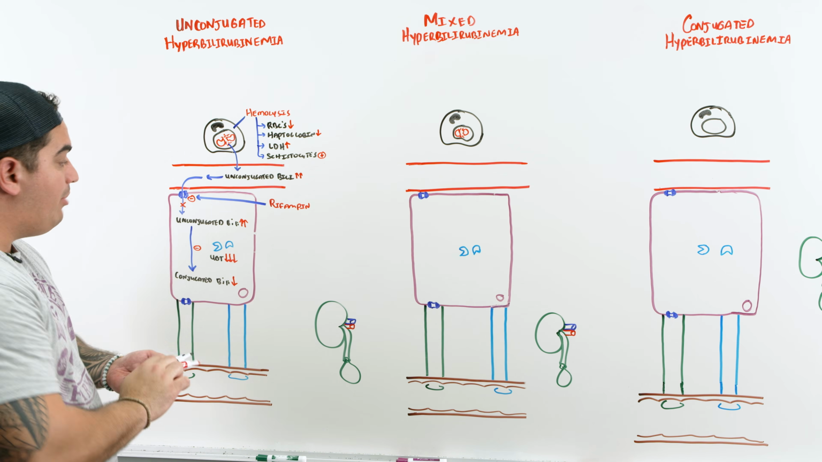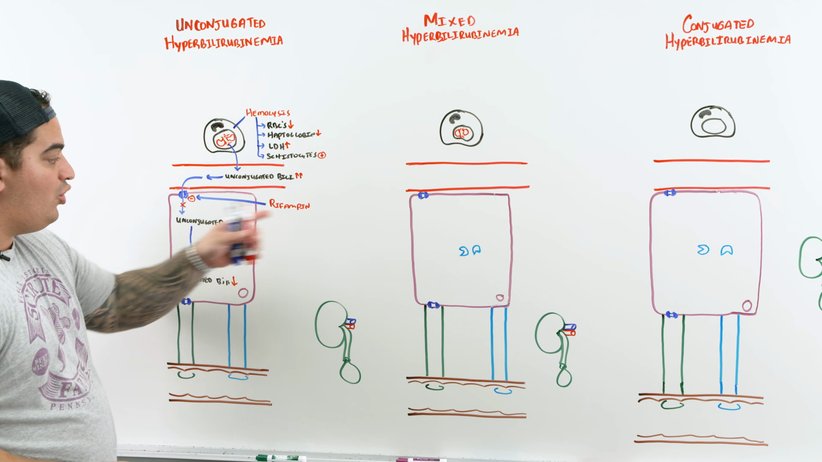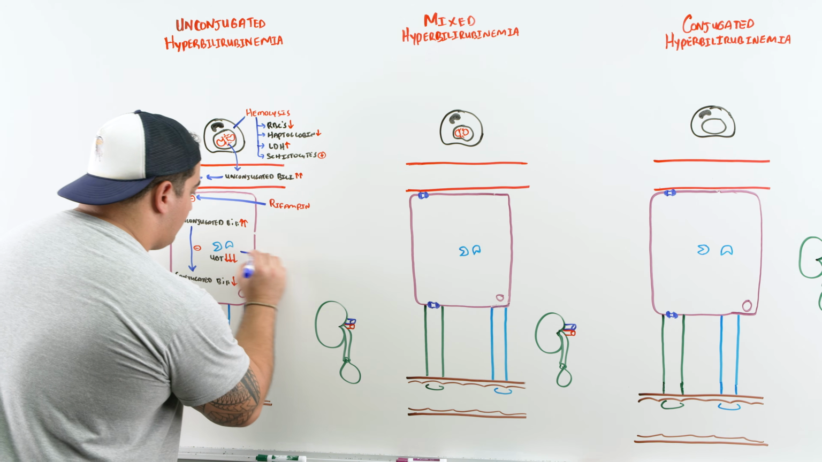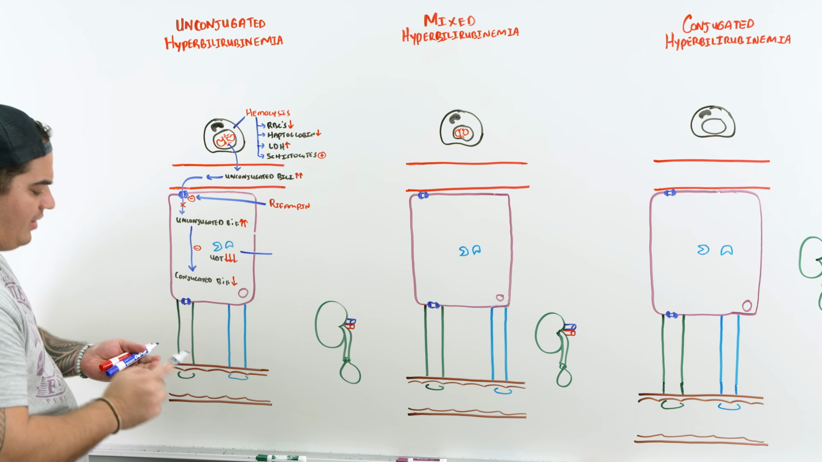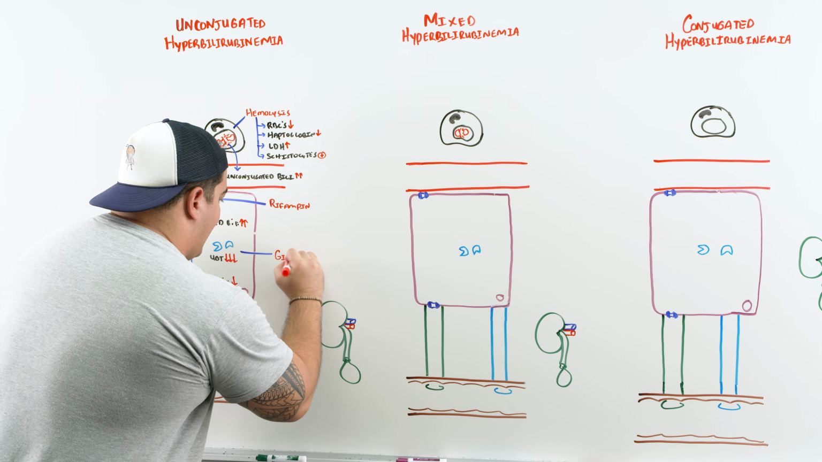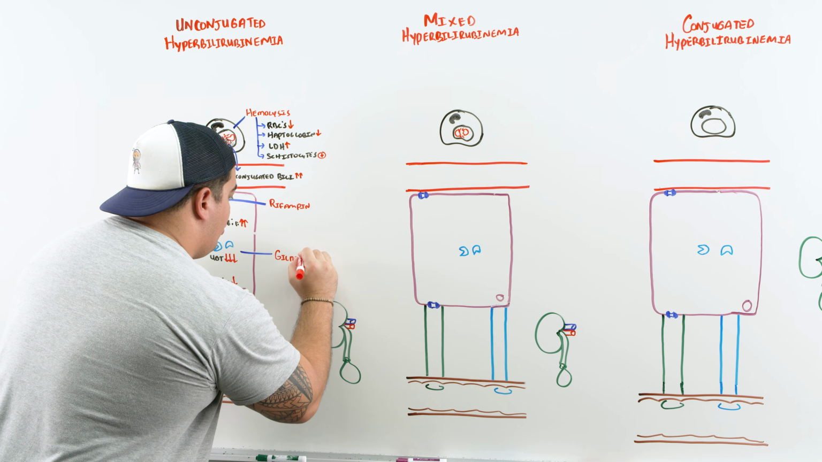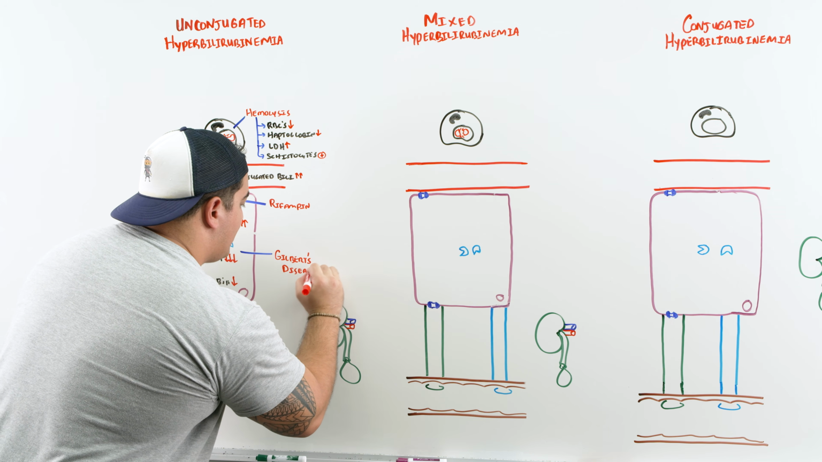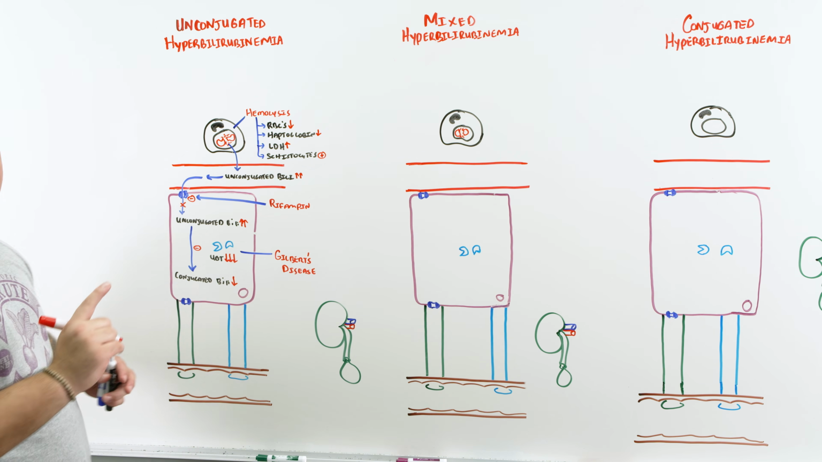So you think about three particular causes. 1, hemolysis. 2, rifampin. 3, decreased effectiveness of the UGT. This one we call Gilbert's disease or Gilbert disease, however you want to pronounce it. But it's a decrease in UGT enzyme function. Oftentimes this can be completely asymptomatic.